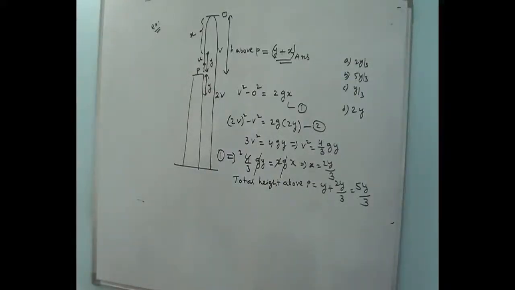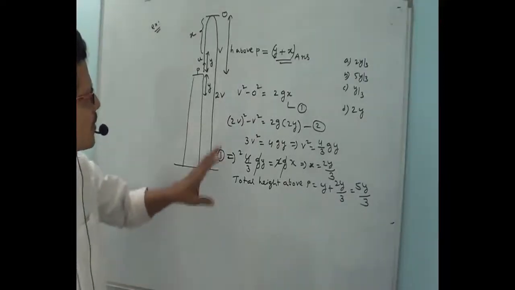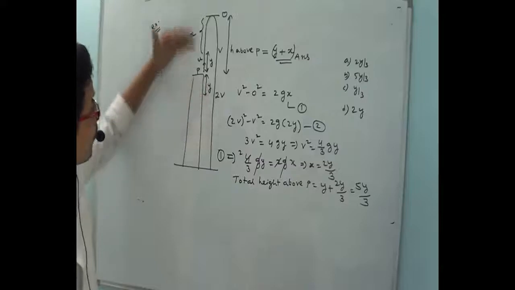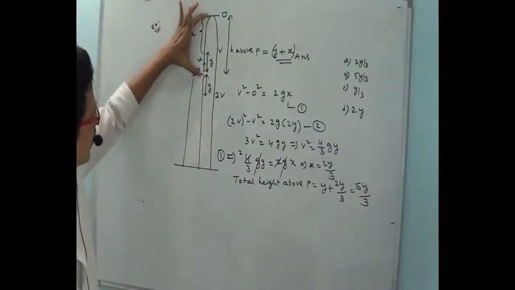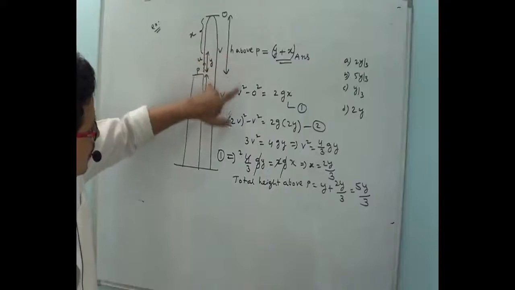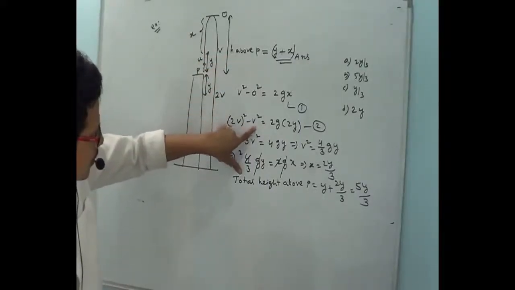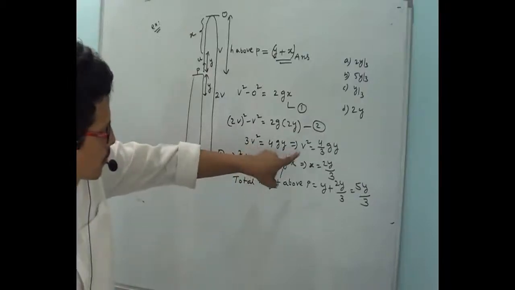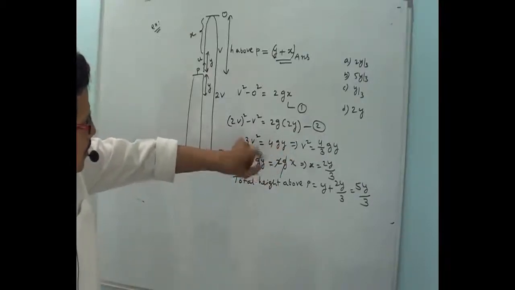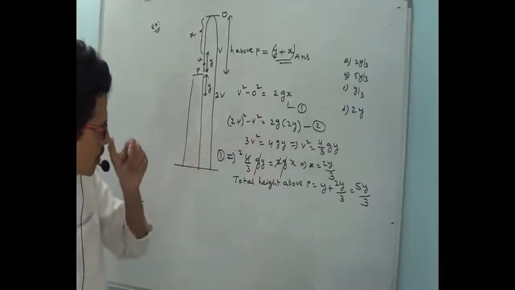Remember, I can recap. What is the greatest height reached by the body above P? This you have to find in terms of y. So first you have to write x in terms of y. And first I have to know what is v square. V square, how much did I get? That is 4 by 3 gy. Then I will substitute that here and I will get x.